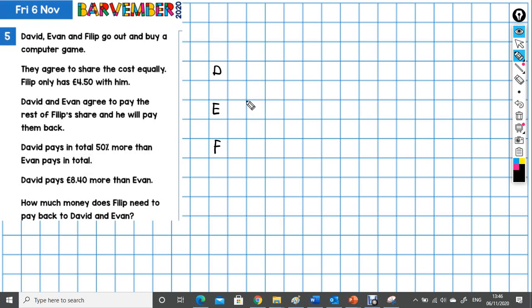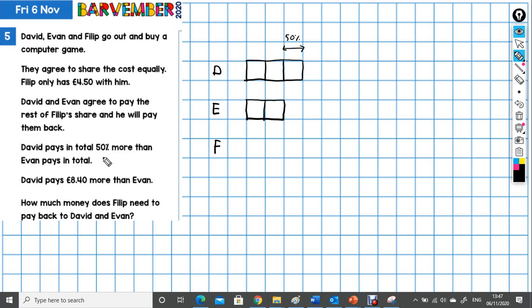So I'm going to draw a block for Evan. I'm going to use my squares. Okay, so I've now given 2 blocks to Evan, and I've done that because it makes it easy to draw 50% more for David. So a third block for David. Okay, so David has 50% more. This is the 50%. All right, that's the 50% referred to here.